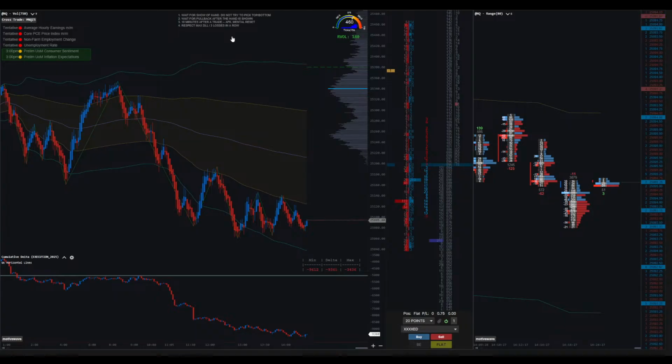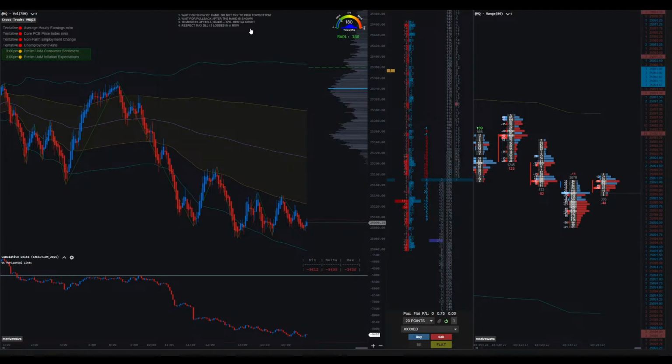I have to respect my DLL, because I know there's always an opportunity waiting for me the next day. There's always a way to come back. But if I lose it all, I cannot play. I have to protect my capital, even if it's not real. Even if it's funded accounts, I have to protect them.